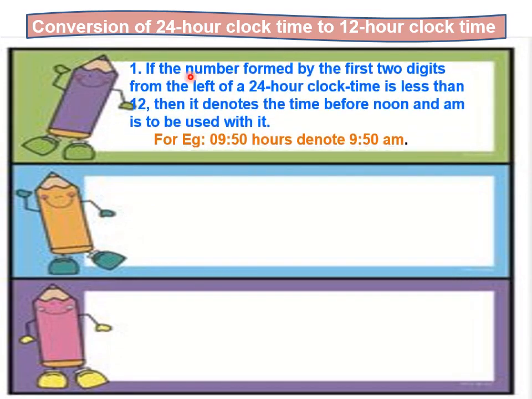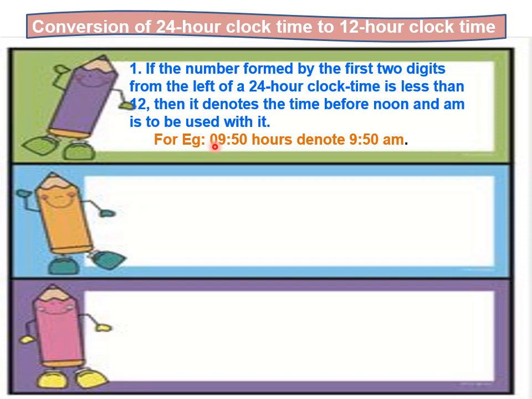Now the next topic is conversion of 24-hour clock time to 12-hour clock time. So here are some rules for converting 24-hour clock time to 12-hour clock time. The first one is, if the number formed by the first 2 digits from the left of a 24-hour clock time is less than 12, meaning before the point on the left-hand side the number is less than 12, then it denotes the time before noon and am is to be used with it. So we will use am, which means it is a morning time.